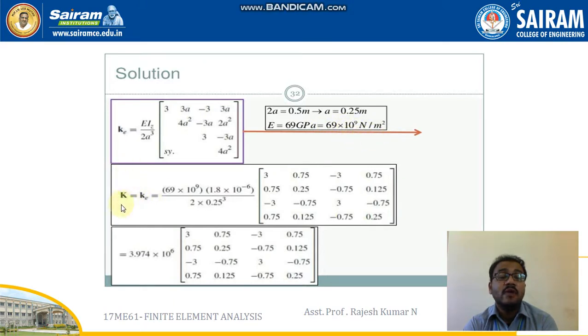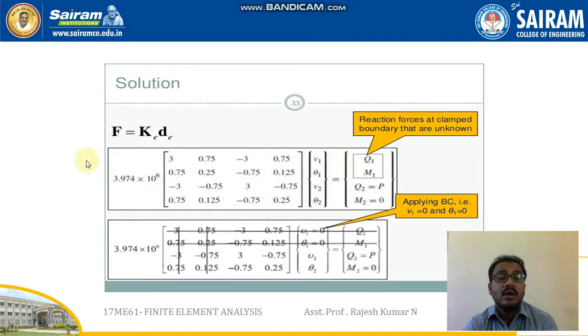Since there is only one element, the element stiffness matrix is also called the global stiffness matrix, which is nothing but E, 69 into 10 power 9. In the previous slide we calculated I as 1.8 into 10 power minus 6, over 2 into A cube. 2A is 0.5, so A will be 0.25, so 0.25 cube. Substitute inside the matrix: 3, 0.75, minus 3, 0.75. Substitute and simplify. After simplifying, I'll get 3.974 into 10 power 6 of the same matrix. I'm not doing any change in this matrix.